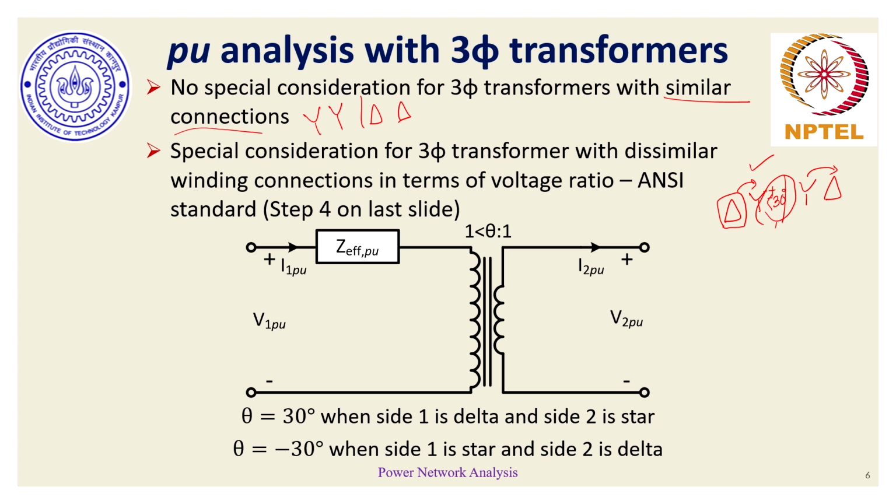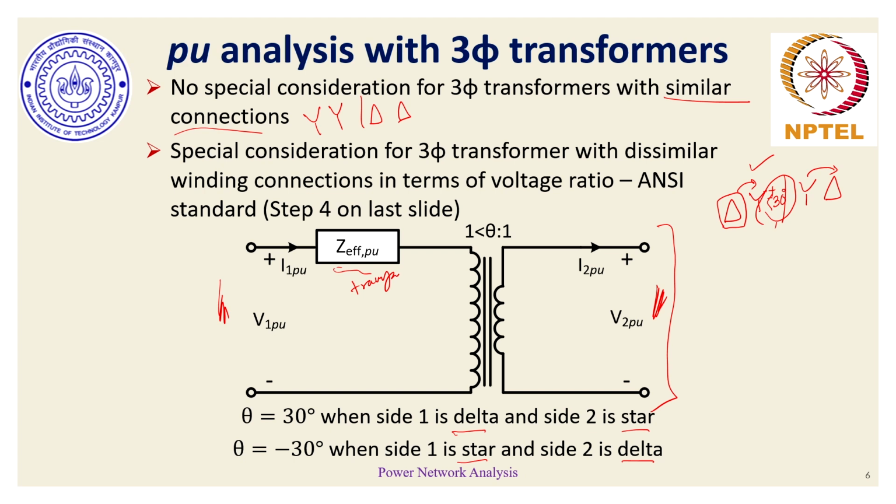So that's where this particular circuit diagram comes into the picture. What we have here is a transformer which is of dissimilar configuration. Both the cases are given. Side 1 is the quantity given over here, whereas side 2 is the quantity given over here. Side 1 could be delta, side 2 could be star, or side 1 could be star, side 2 could be delta. Depending on which side or configuration these transformers are, Z effective PU is essentially the effective per unit impedance of this particular transformer, which is evaluated on any one side.